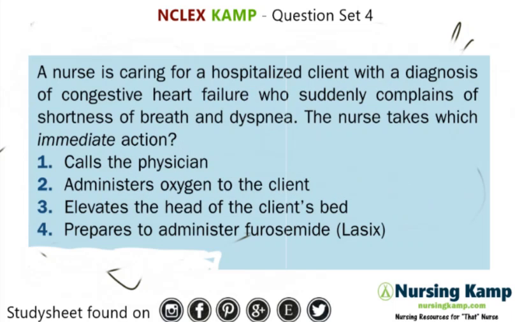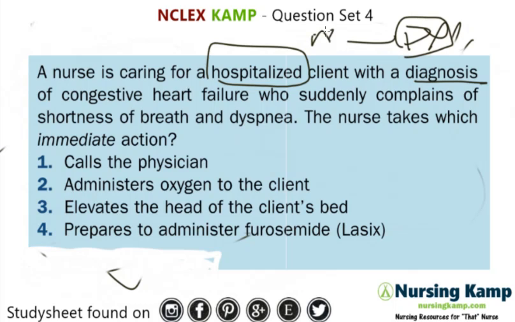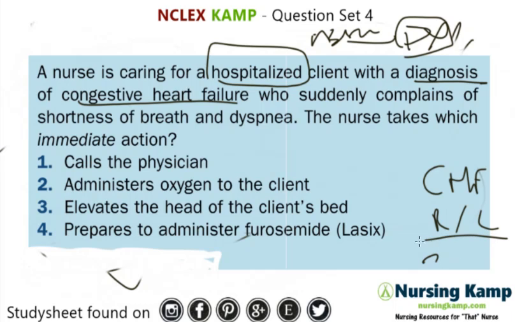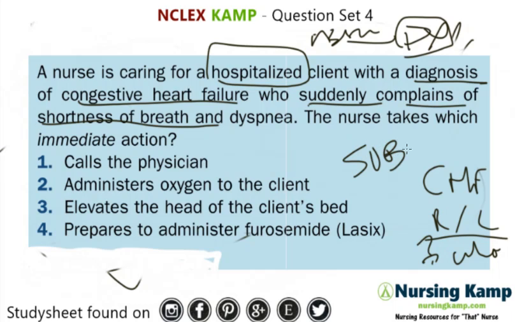A nurse is caring for a hospitalized client with a diagnosis. Diagnosis means assessment has already happened. Of congestive heart failure, CHF. Which kind? Right or left-sided? I'm not sure. So that's the first thing we need to figure out. Who suddenly complains of shortness of breath. Uh-oh, this is acute. It's acute because it's short of breath.